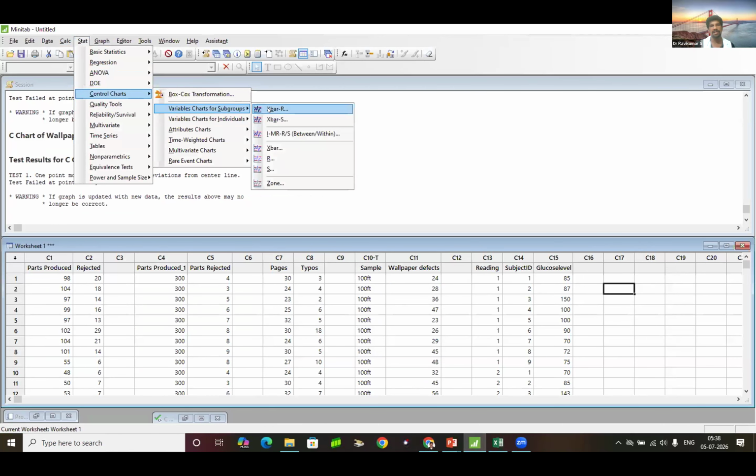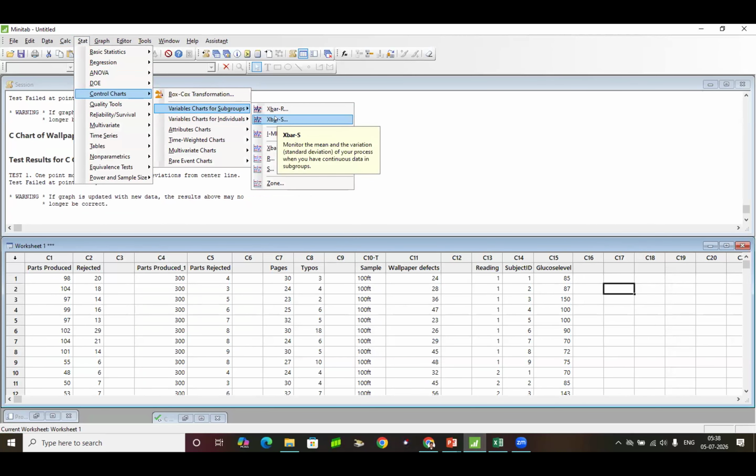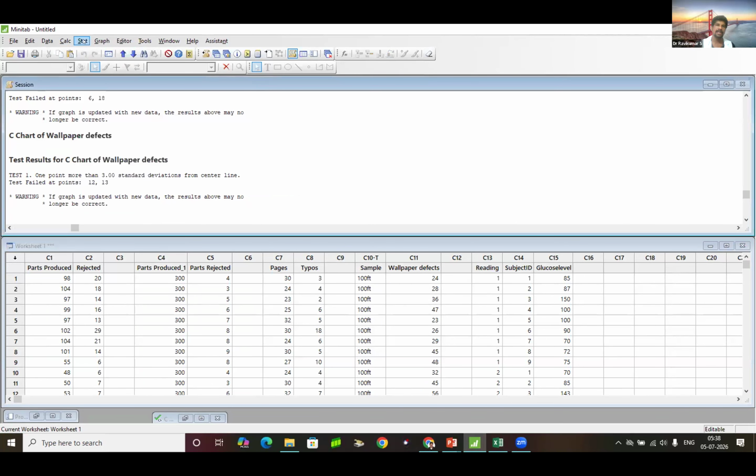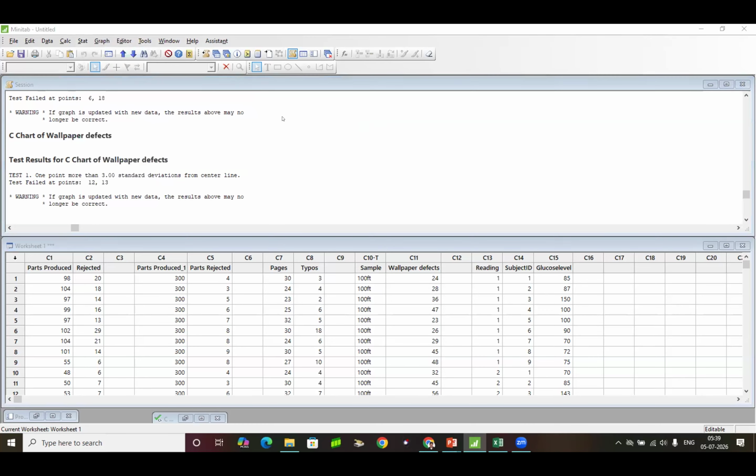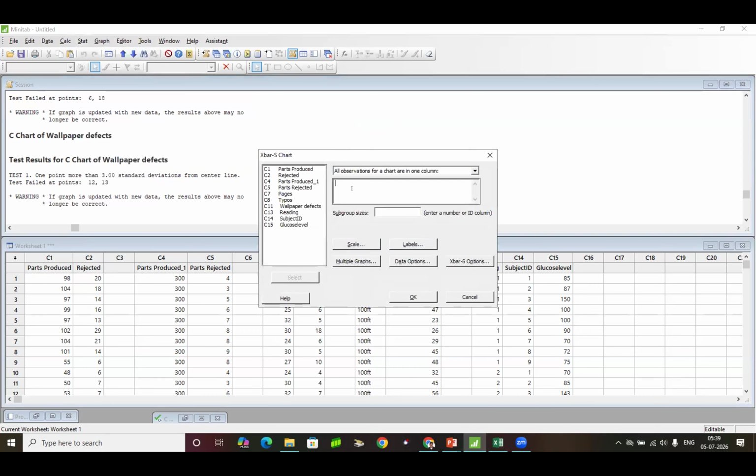Now let us go for statistics, control charts for subgroups. In this, you have to go for control charts for subgroups and the XBAR S chart. Statistics, control charts for subgroups, variable charts for subgroups. Click on XBAR S, the second one. Okay. Now the variable is the glucose level.